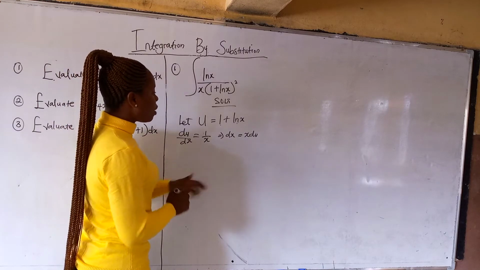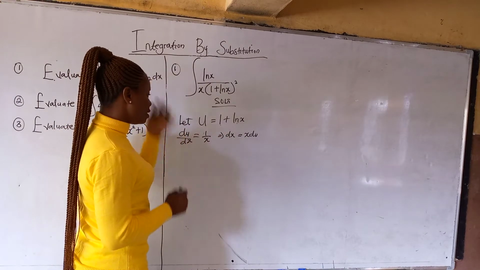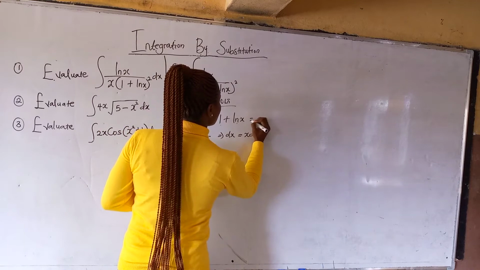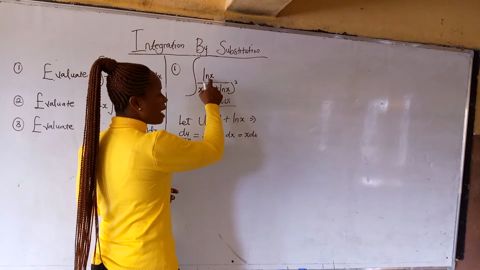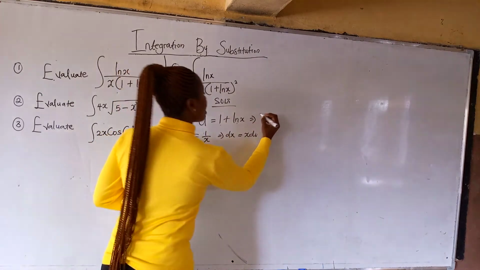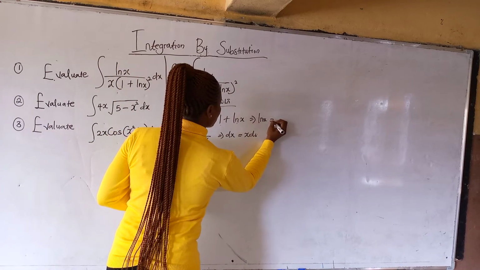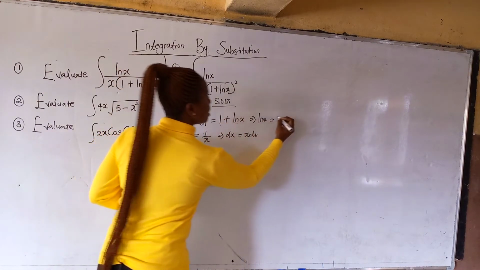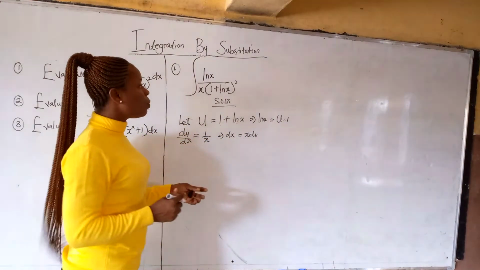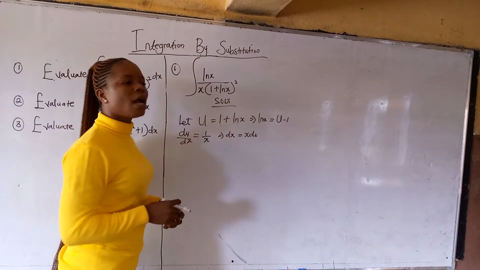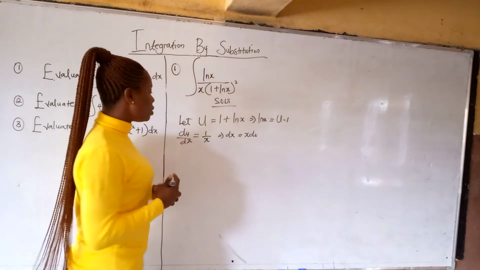Also, we are going to fix all of this in this and integrate. From here, I can also say that to make my work easy, I can find the value of ln x from here, so that I'll say that my ln x is equal to what? Bringing this to the other side, we have u minus 1. Having all these parameters, we want to fix it back to this question and do our integration proper.